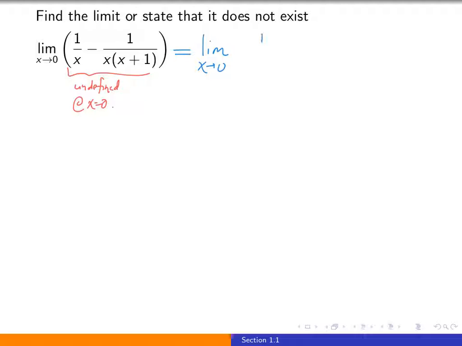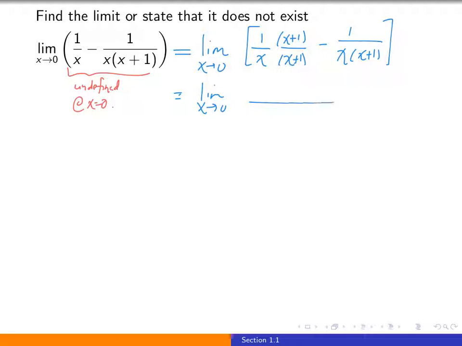So I'm going to take the first term, 1 over x, and multiply it by x plus 1 over x plus 1. And that will give the function that we are taking the limit of the common denominator, x times x plus 1. And what we will have in the numerator would be the x plus 1 from the first term and minus 1 coming from the second term.